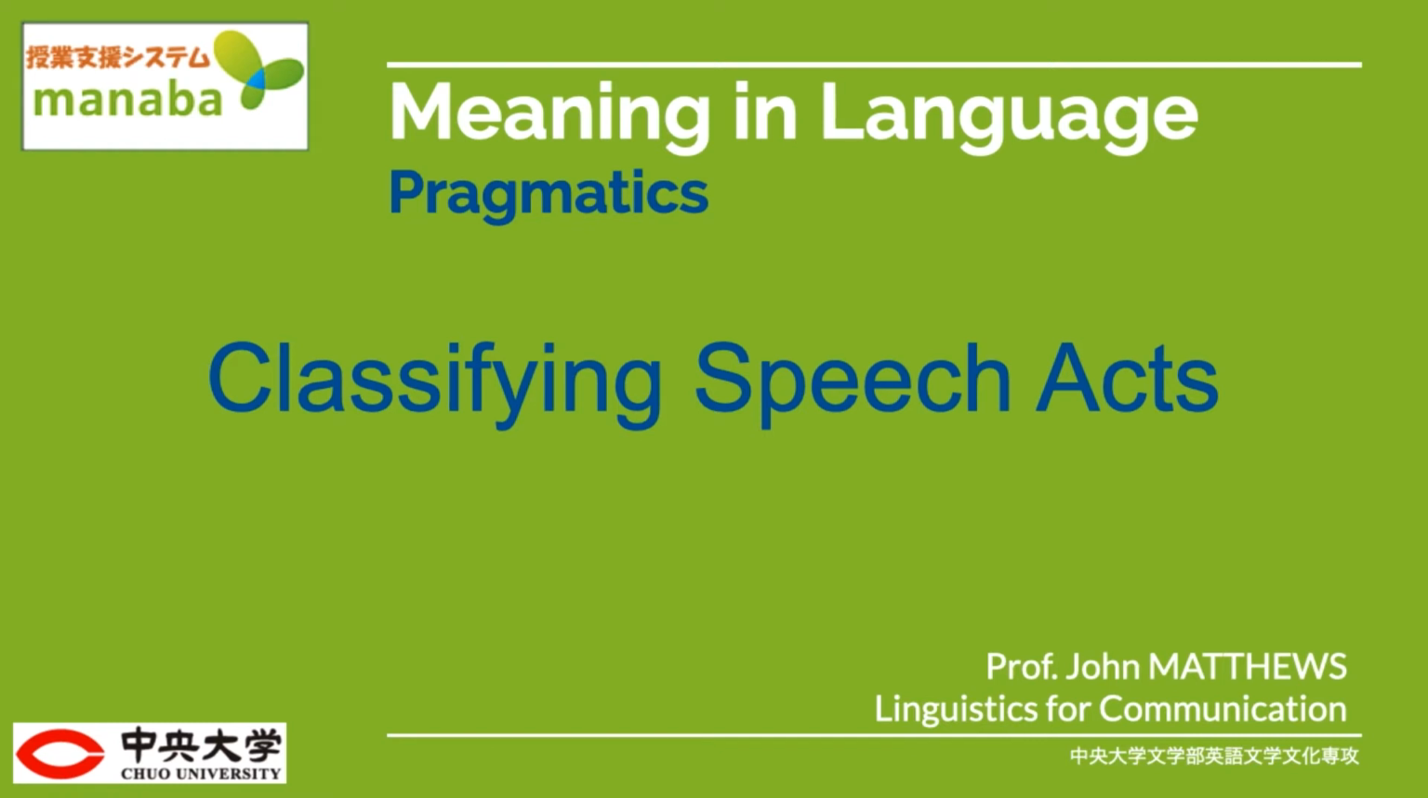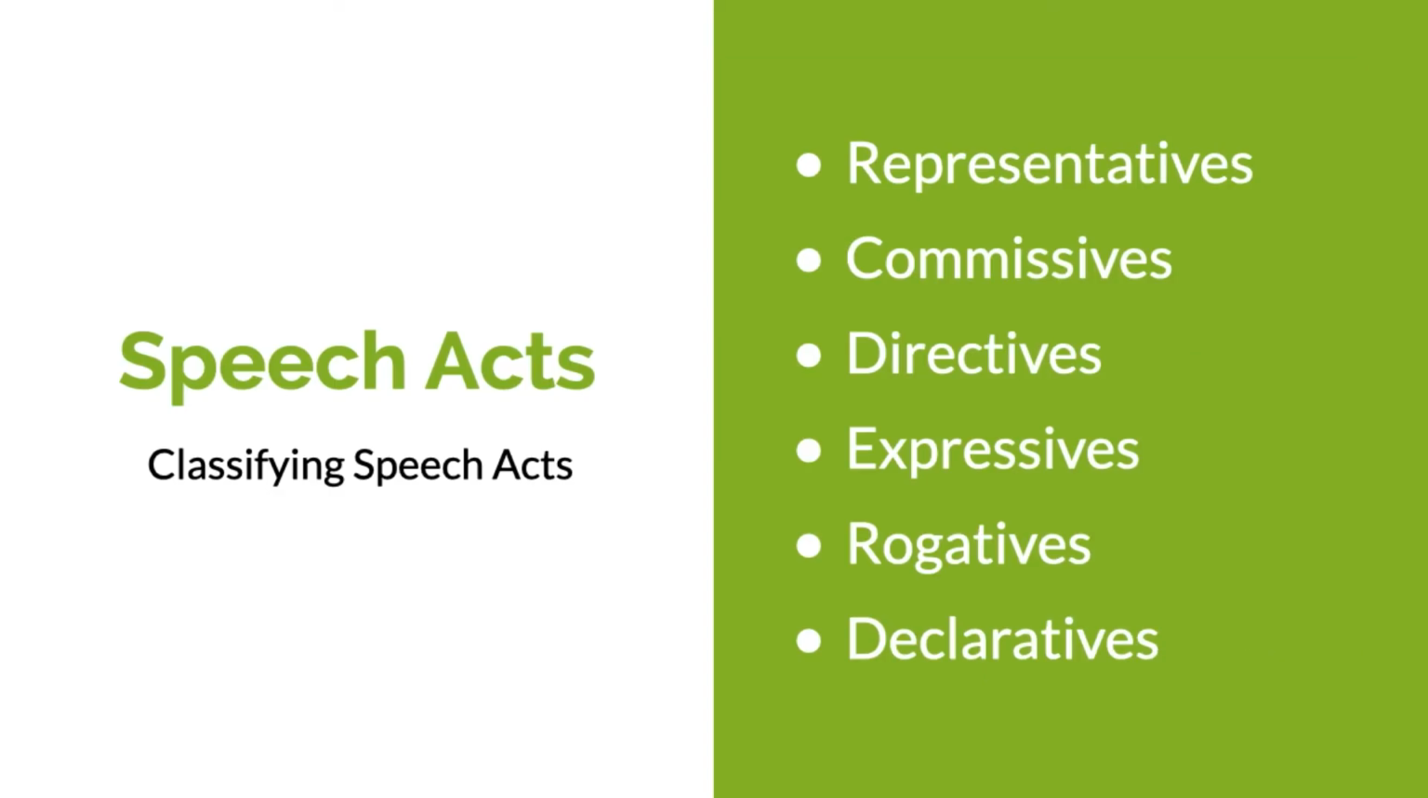In this video, we're going to learn to classify speech acts into 6 different types. So we want to recognize what are the properties that determines the different types of speech acts. And the 6 types we're going to learn about are called representatives, commissives, directives, expressives, rogatives, and declaratives.